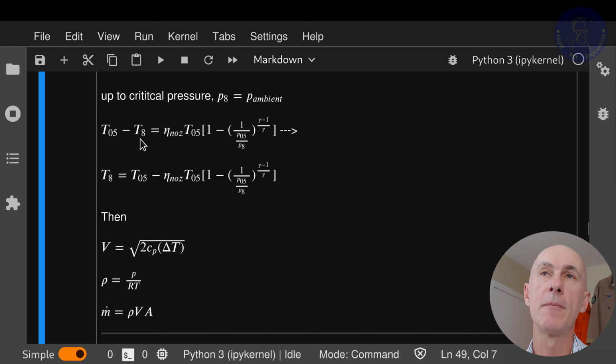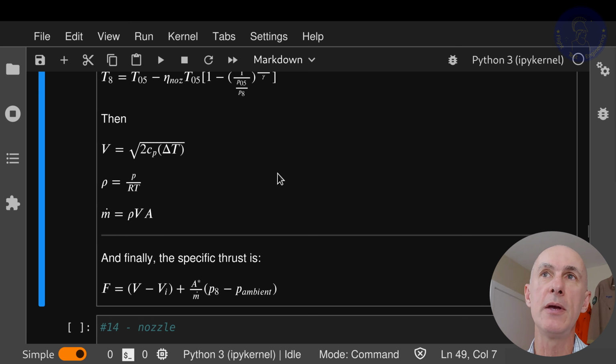T05 minus T8 equals eta nozzle times T05, 1 minus 1 over pressure ratio to gamma over gamma minus 1. And we can isolate T8, and we get T8 equals T05 minus eta nozzle times T05 times 1 minus 1 over the pressure ratio to gamma minus 1 over gamma. It is more convenient to calculate speed from delta T instead of Mach. So here we have the equation as well for this case, V equals square root of 2 Cp delta T.